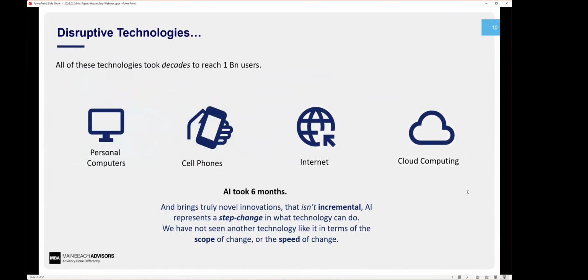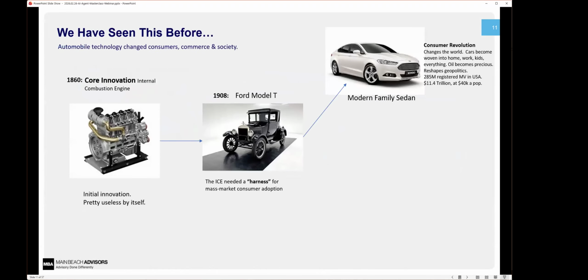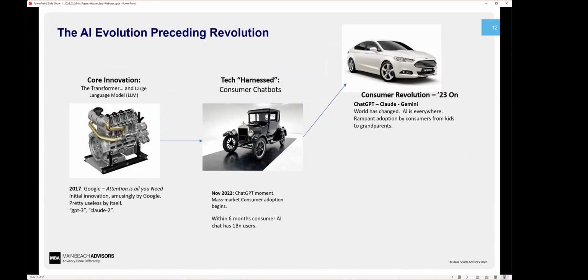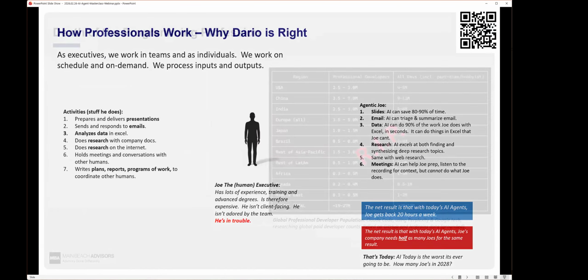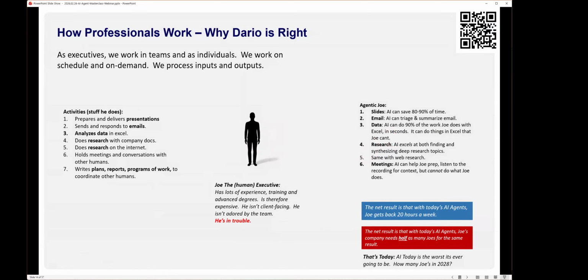I'm going to skip through these slides because if you've seen me talk, then you know this track. But I do want to go through these two slides. So let me go back on the animation.